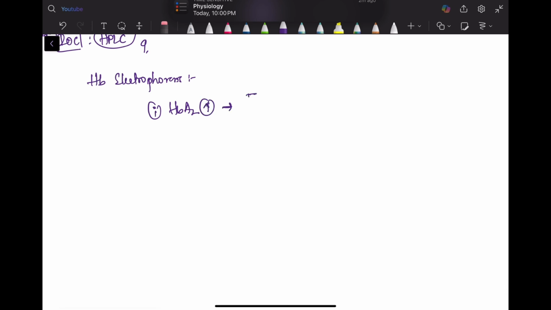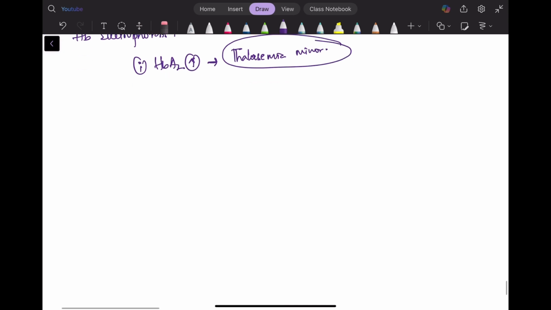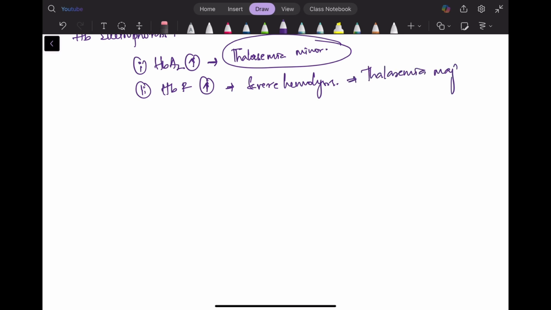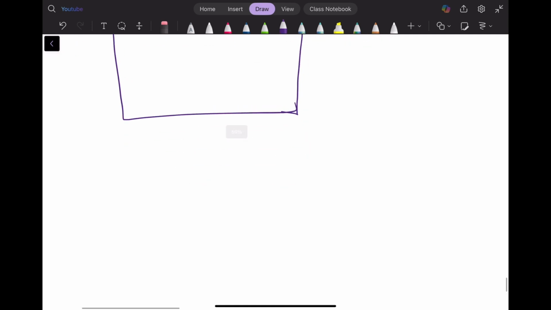HbA2 increases in thalassemia minor. Then HbF increases in hemolysis, thalassemia major, right? So just consider this plate as an electrophoresis.